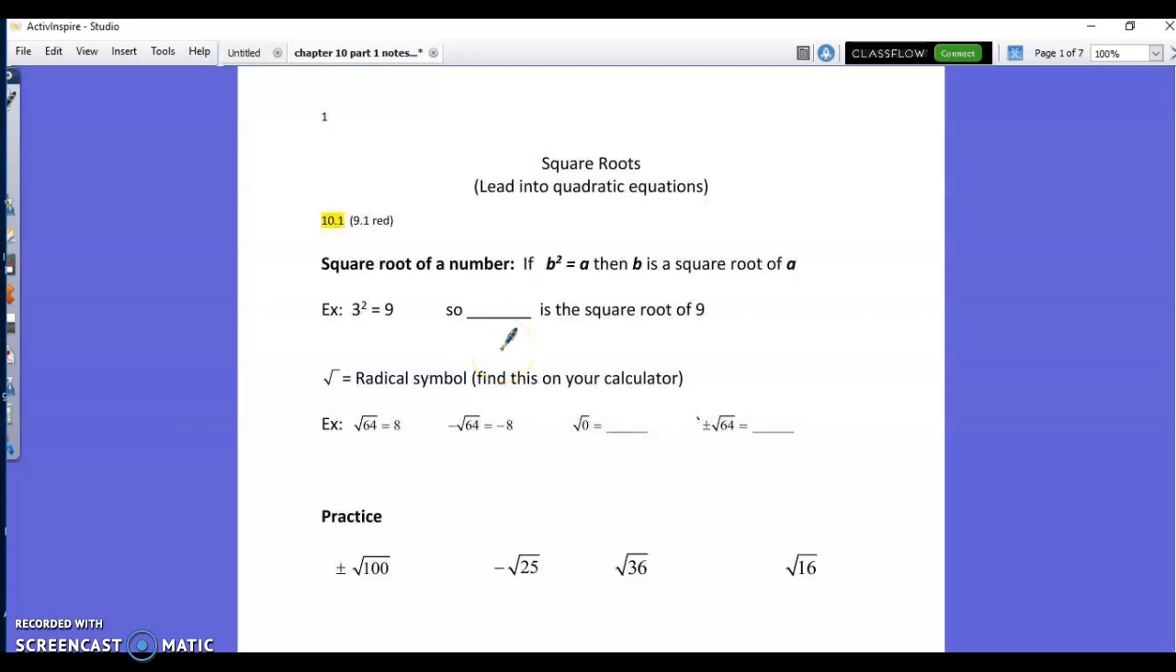A root of a number is one that is being multiplied by itself. You can have cubic roots, you can have fourth roots, but typically what you're going to see is what is called square roots. So for the square root of a number, if b squared equals a, then b is the square root of a. If you look at this example, 3 squared equals 9. We know that. We can type that into our calculator. So 3 is the square root of 9.